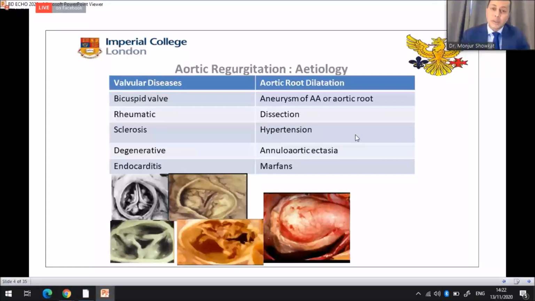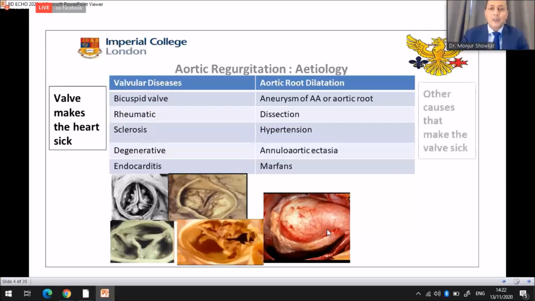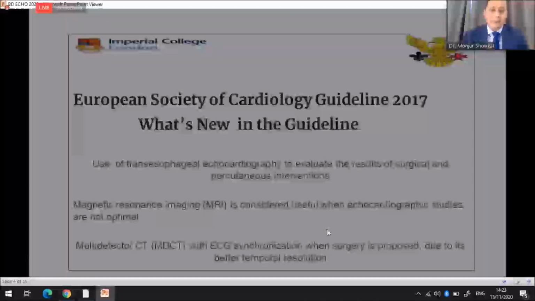If we look at the other reasons why we see aortic regurgitation in our hospital, there is a problem with the aortic root. It could be dissection, because of hypertension, high blood pressure, and Marfan's. If you look at this one, this is an hourglass shape. This is somebody who has Marfan syndrome and presented in hospital with aortic regurgitation. In one group the valve makes the heart sick, so this is a primary cause. In the other group, aortic root dilatation and other causes make the valve sick. So we commonly see aortic regurgitation in one group because of the heart valve problem itself, and in the other group because of other causes putting pressure on the valve.